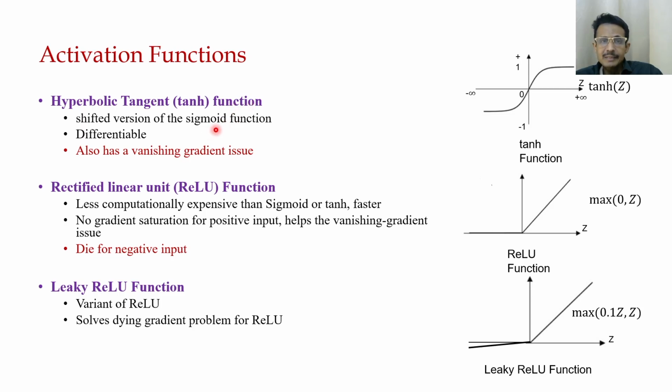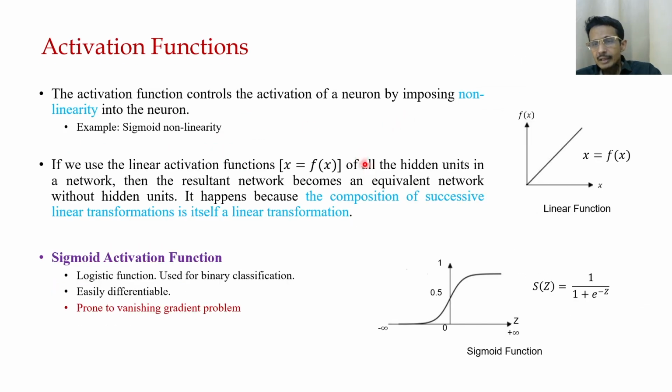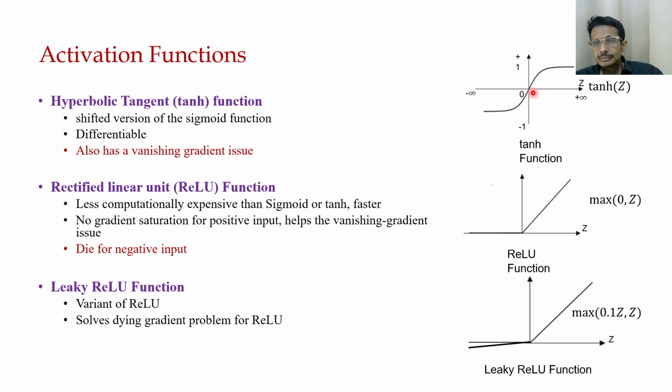It is basically a shifted version of the sigmoid, centered at 0, and then it is called the tanh function. It is also differentiable, but it also has the vanishing gradient issue.